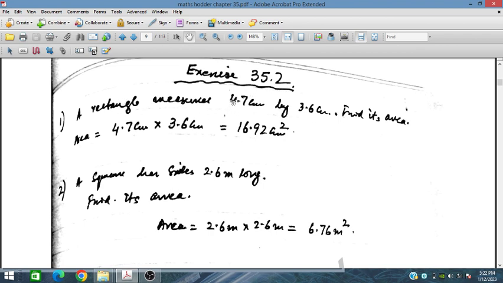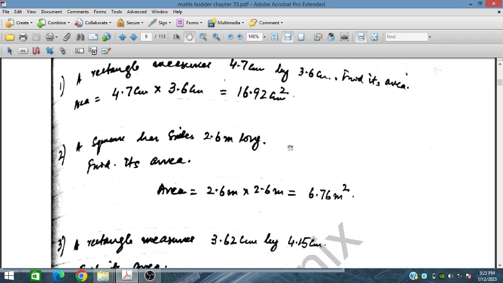A rectangle measures 4.7 centimeters by 3.6 centimeters. Find its area. So we will multiply these two sides. We multiply these two lengths to get the area. So this is 4.7 and 3.6, and it gives 16.92 centimeters square. This is centimeter, this is centimeter, so it gives centimeter square, so it becomes area.